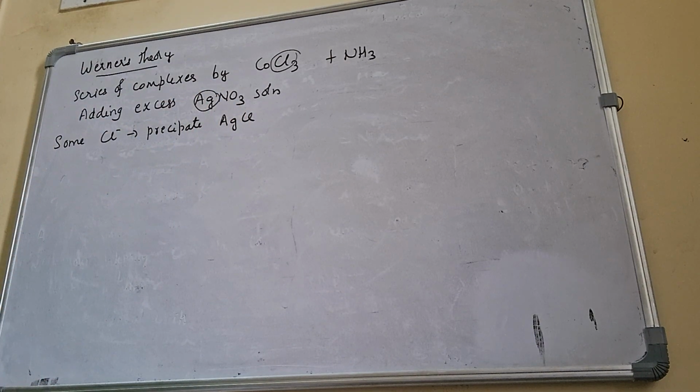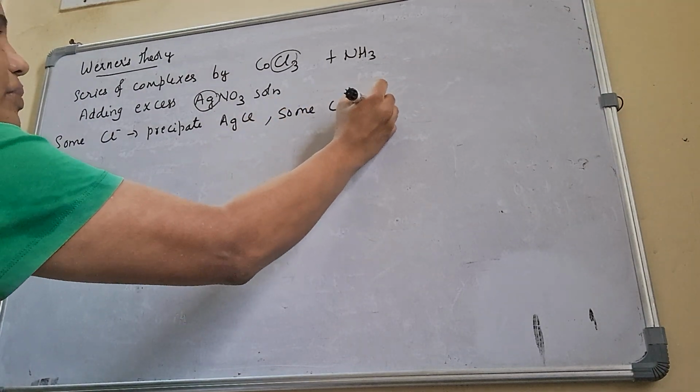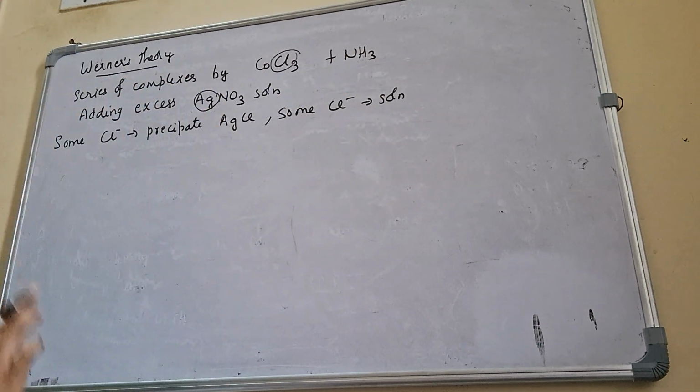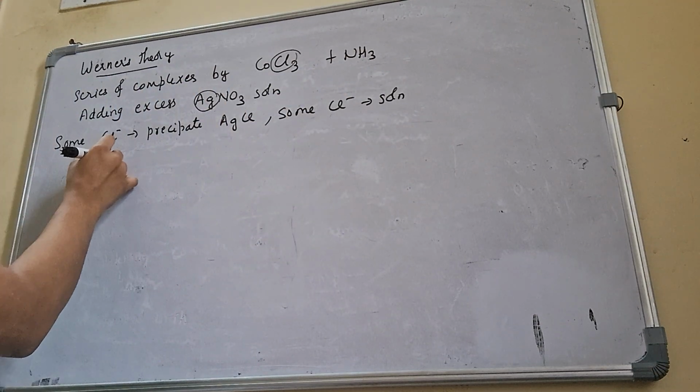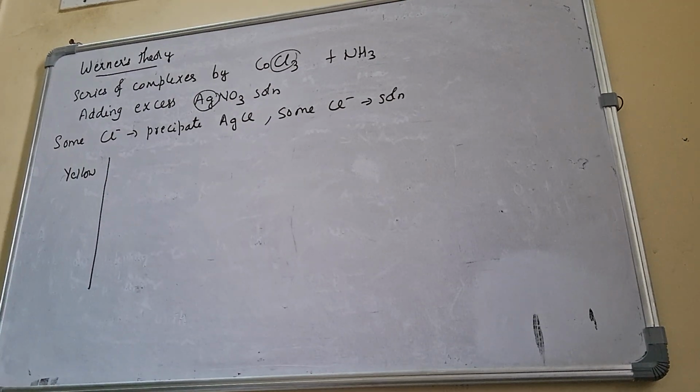And some chloride ions will stay in the solution. Only some are going to react with silver. He made a table like this. The color is yellow. The color is fine, you don't have to remember it.